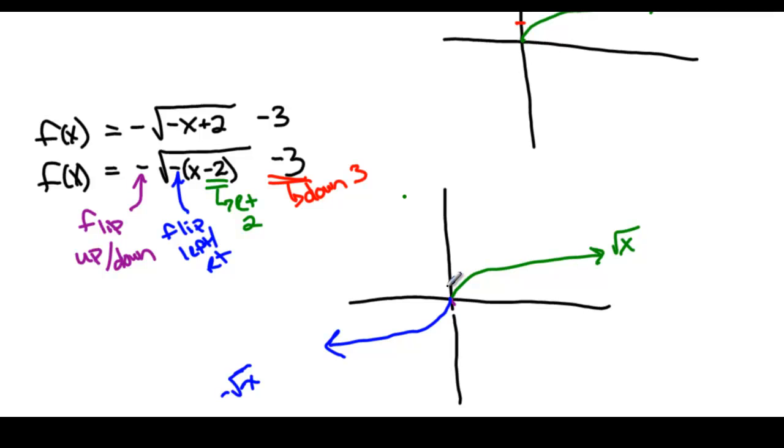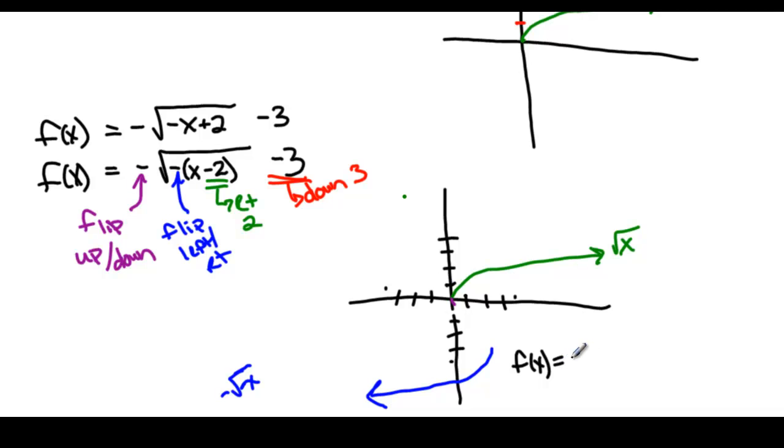So all we really need to do, after we've done our reflecting, is move to the right 2 and down 3. So I'm going to take this blue graph and move it to the right 2 and then down 3. And we would end up right around here. So that would be your final graph for f of x equals negative square root of negative x minus 2, minus 3.